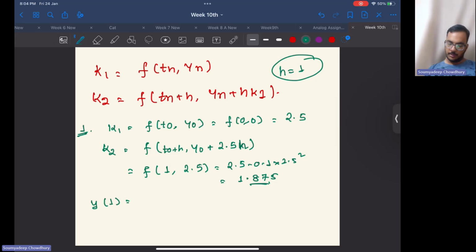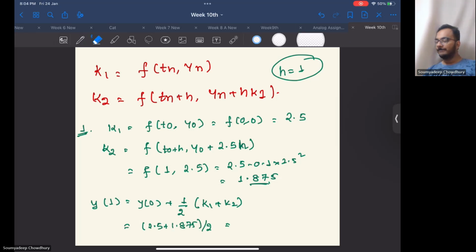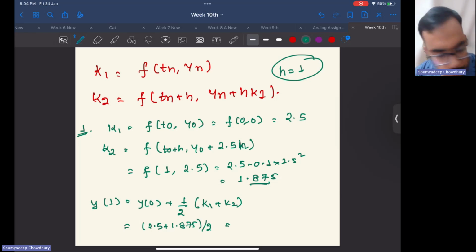That is y of 1 is y of 0 plus h by 2 into k1 plus k2, where h is 1. This is 0, k1 is 2.5, k2 is 1.875. So it will give me how much? 2.5 plus 1.875 divided by 2. Just a second, I'll calculate this one. 2.5 plus 1.875 divided by 2 is 2.1875.